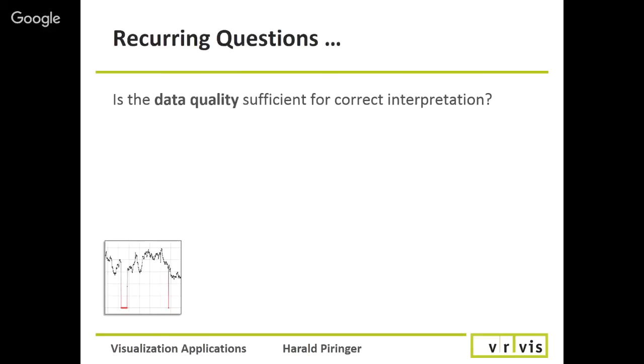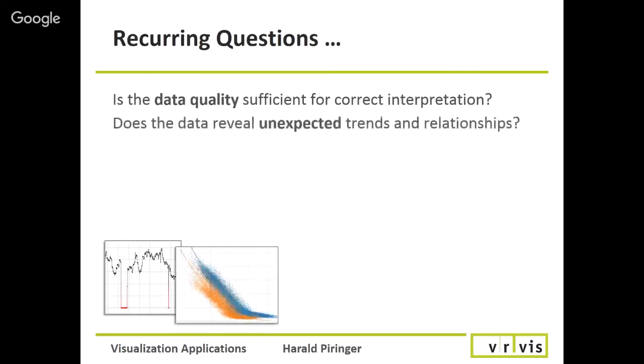Is the data quality sufficient for correct interpretation? The quality may refer to, for example, missing values, outliers, or other structural problems of the data that may render the results of analysis implausible or otherwise unusable. Another important question is, does the data reveal any unexpected trends, relationships, and other patterns and outliers?